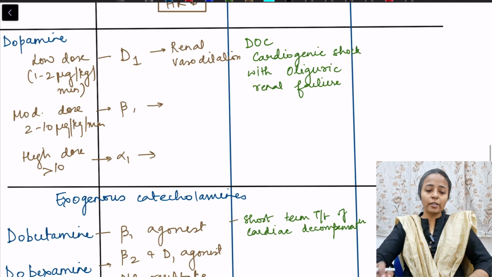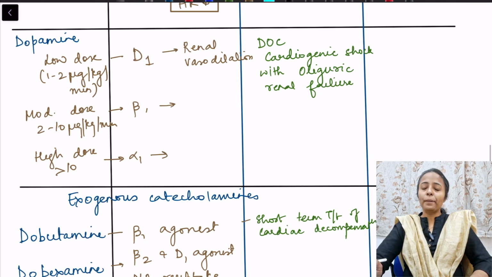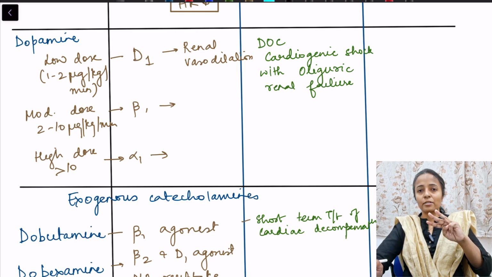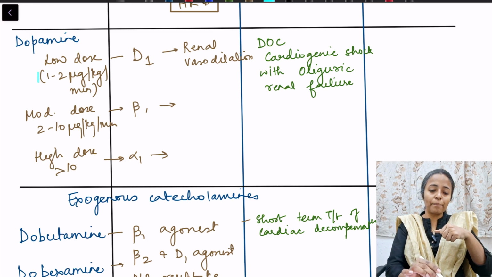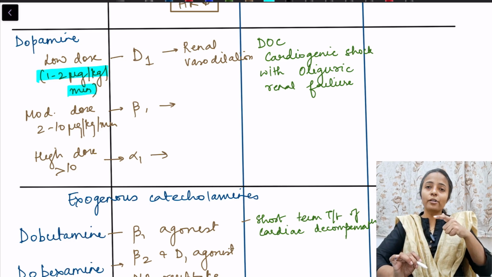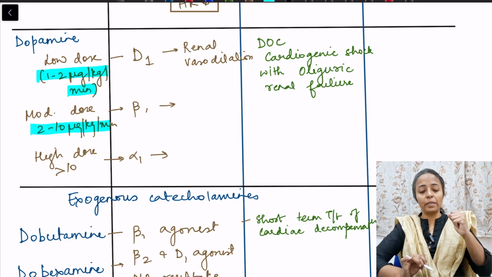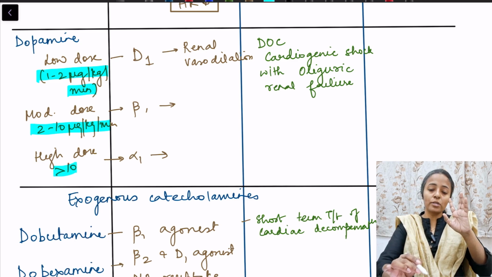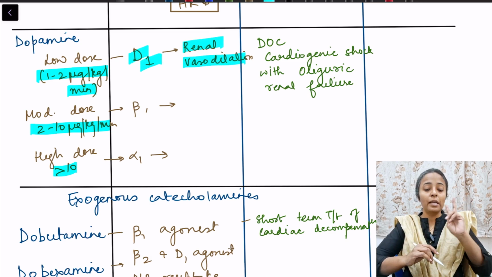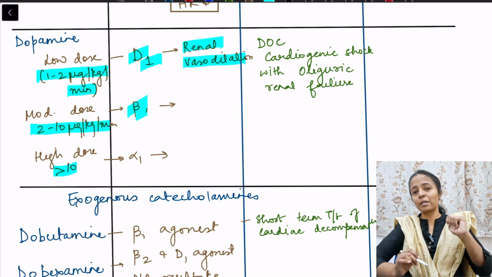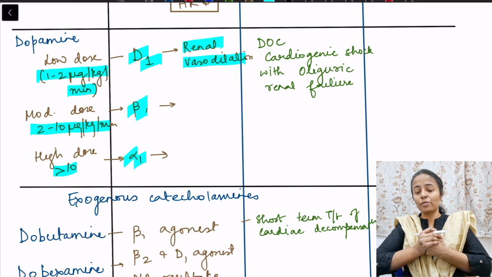Then moving on to the third drug, that is dopamine. Dopamine has three different actions depending on the dose. Okay, so the dose can be low dose, moderate dose, or high dose. Low dose, that is 1 to 2 microgram per kg per minute, right? Moderate dose, that is 2 to 10 microgram per kg per minute, and high dose greater than 10 microgram per kg per minute. When it is given in low dose, its main action is on D1 receptors only, where it causes renal vasodilation. In moderate dose, it stimulates beta 1 receptors, and we said beta 1 receptors are present in the heart, right? High dose, it also stimulates alpha 1 receptors.